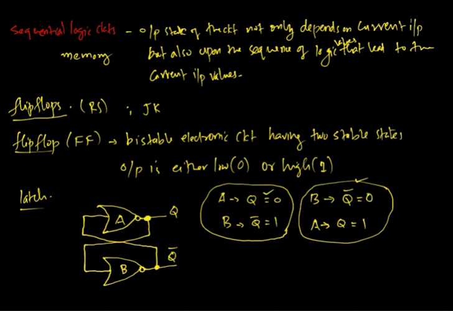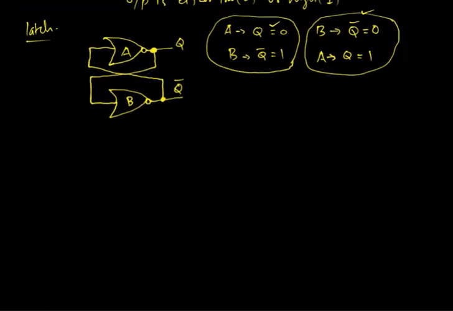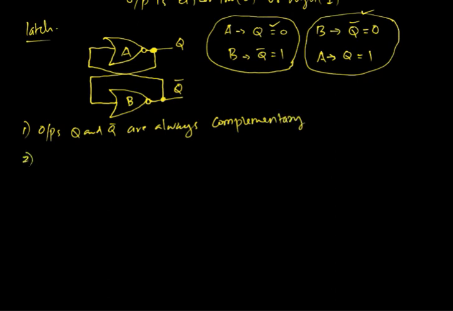So from this discussion we can note the following points: that the outputs Q and Q bar are always complementary. The second thing is that the circuit has two stable states.